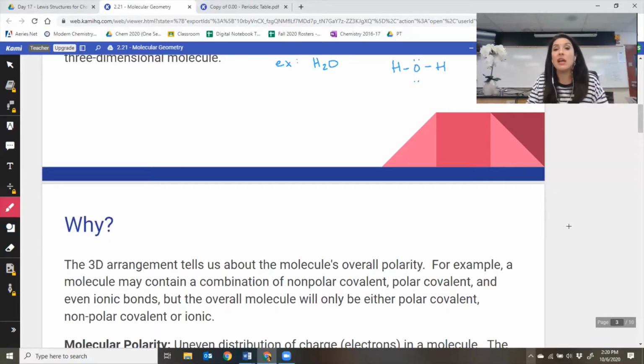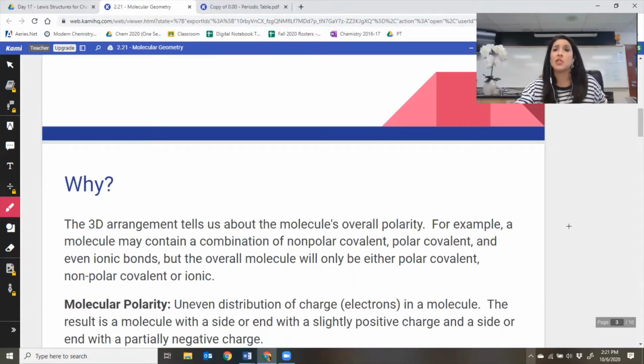So now we're looking a little bit bigger than we have in the past where we compared the bond of one type of atom to another. Now we're looking at polyatomic molecules with many different atoms that have many different characteristics. And how do we account for all of those? And this is where geometry comes in.